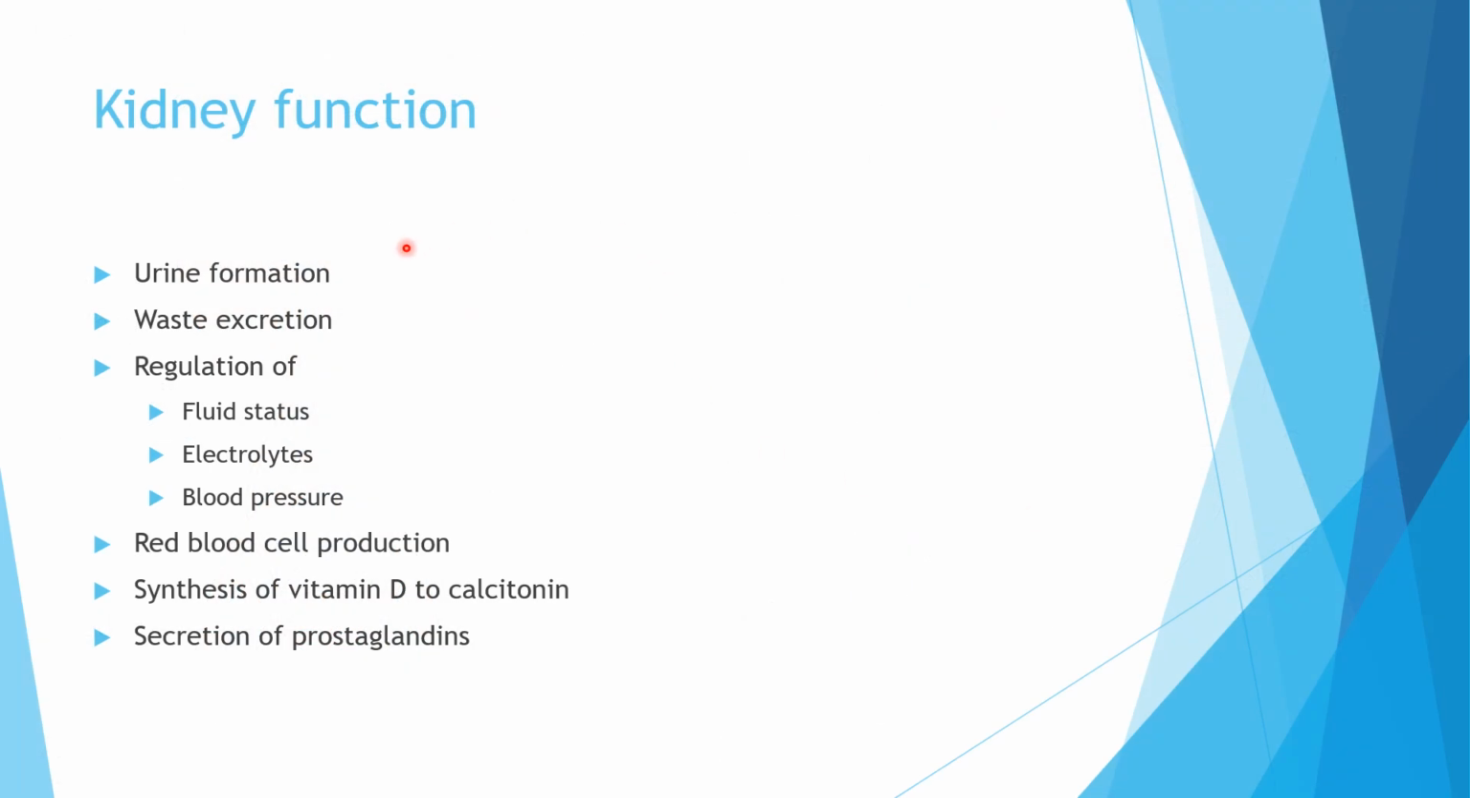So again, urine formation and waste excretion. Our kidneys are really important for regulation of our fluid status, our electrolytes, our blood pressure, as well as red blood cell production through releasing erythropoietin when it senses hypoxia, synthesis of vitamin D to calcitriol, which is the active form of vitamin D, which is what we use to bring calcium into the bones, and then secretion of some of our prostaglandins.